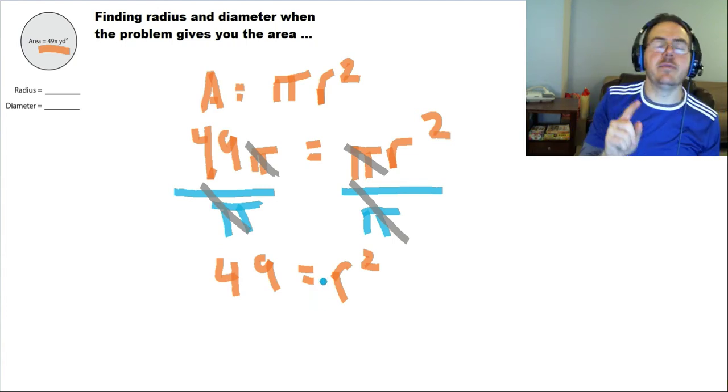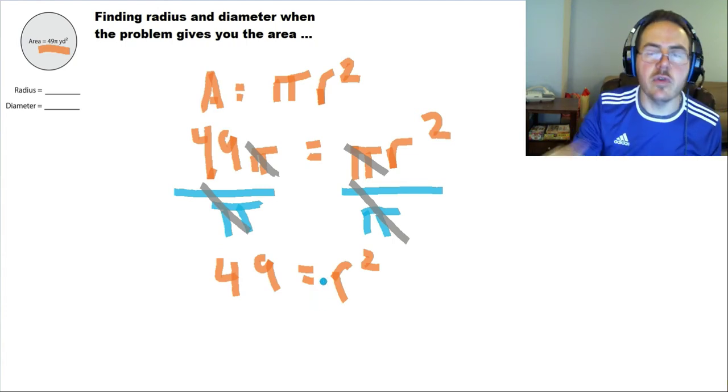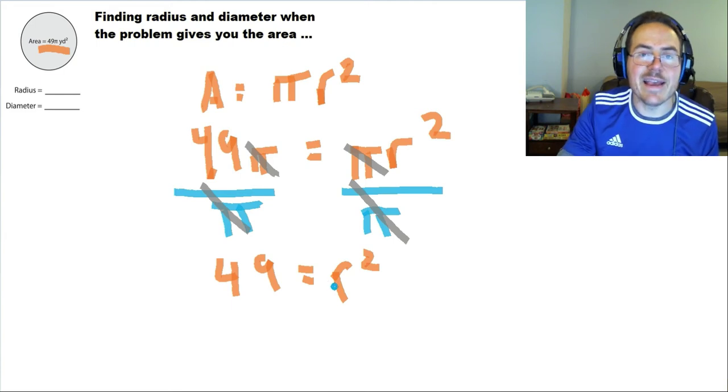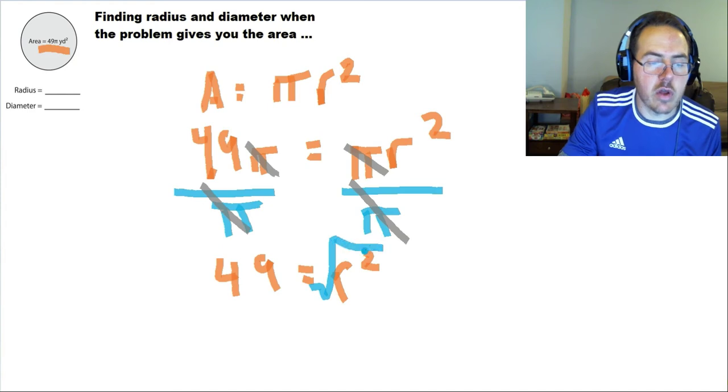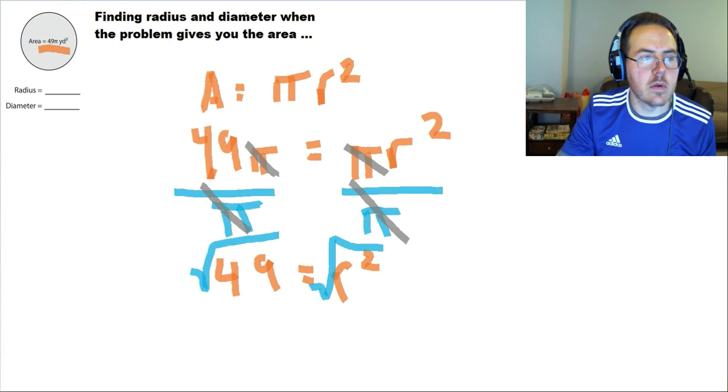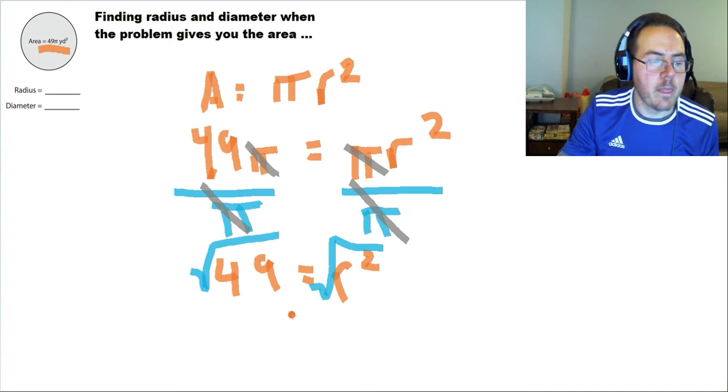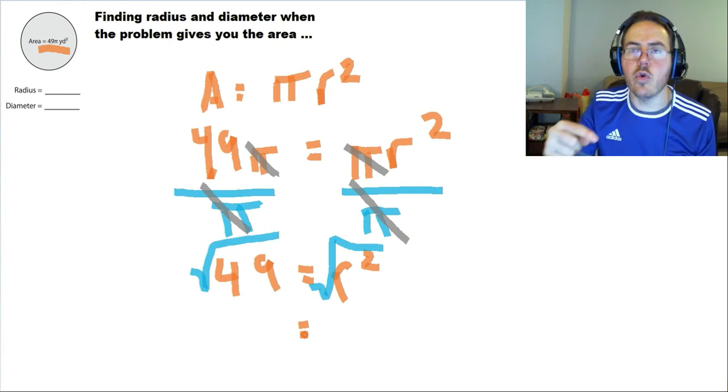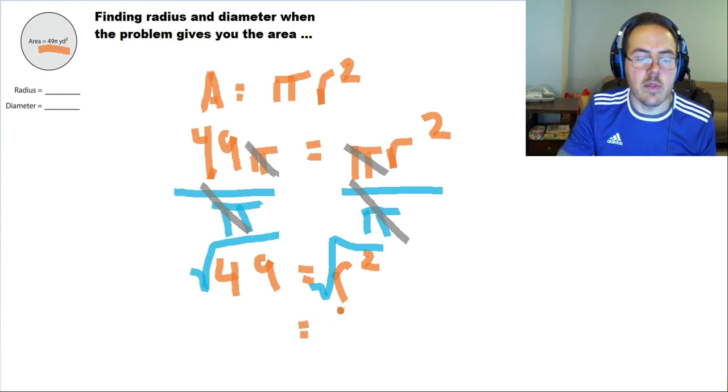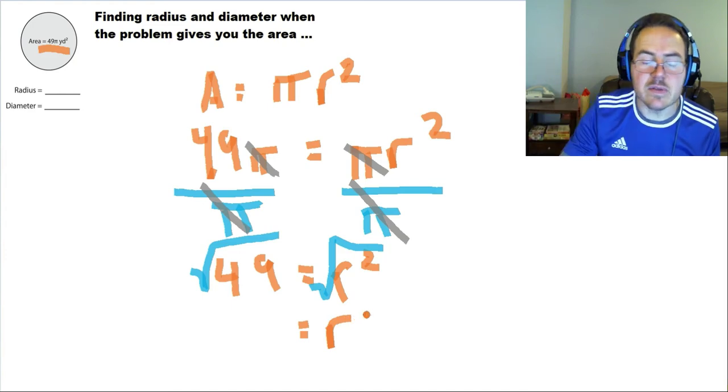Now the opposite of doing the second power is taking a second root, more affectionately called in this case a square root. The square root is whatever number times itself would give you your original number. So that means the square root of r squared is just r, which is what we want. We want to find the radius.